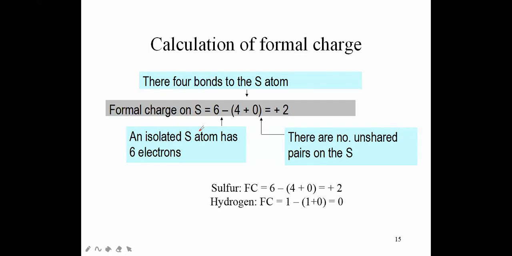So we can calculate for hydrogen. There are 2 hydrogens, so when you calculate for one, it will be equal to the other one because the bonds are similar. Number of valence electrons in hydrogen is 1. Number of shared electrons in hydrogen, 1. Number of unshared, 0. Formal charge for hydrogen, 0.